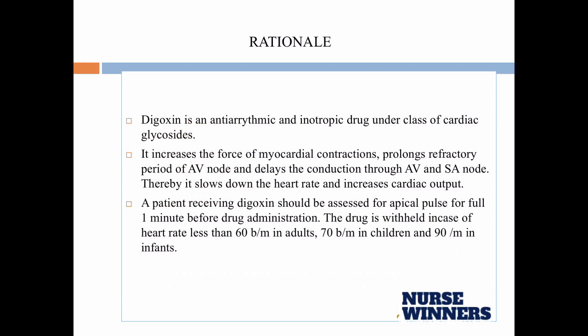A patient receiving digoxin should be assessed for apical pulse for a full 1 minute before drug administration. The drug is withheld in case of heart rate less than 60 beats per minute in adults, 70 beats per minute in children, and 90 beats per minute in infants.